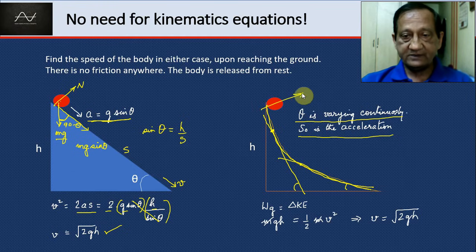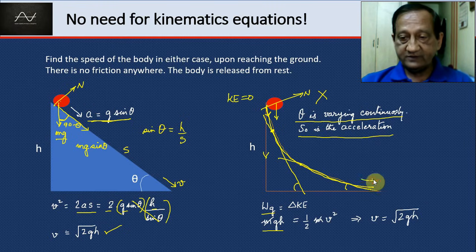Normal reaction is like this. In any small time interval, the displacement is perpendicular to the normal reaction. It does no work. Gravity is acting. And as you know, work done by gravity, when a body falls down, then only the vertical displacement matters. Work done by gravity is mgh. And the initial kinetic energy was 0.